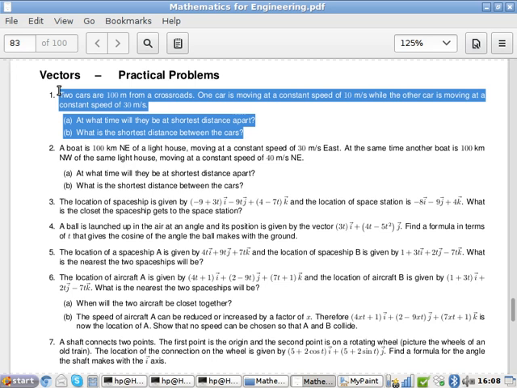You're still good in physics, why are you complaining? Stop complaining. Two cars are 100 meters from a crossroads. One car is moving at 10, the other is moving at 30. At what time are they the shortest distance apart, and when? Okay, so this is the crossroads.